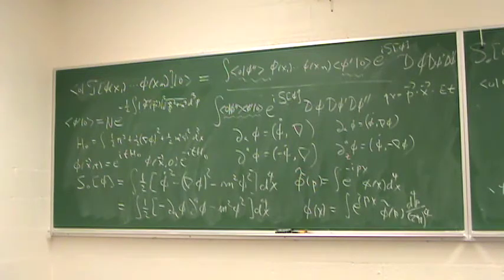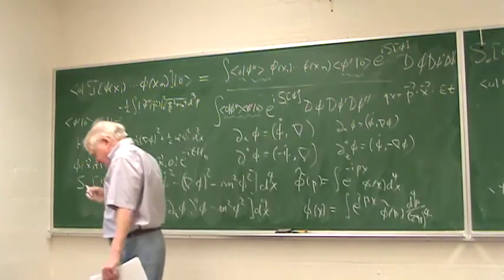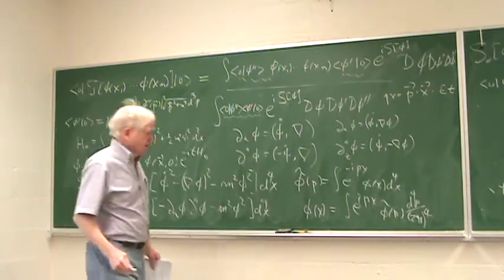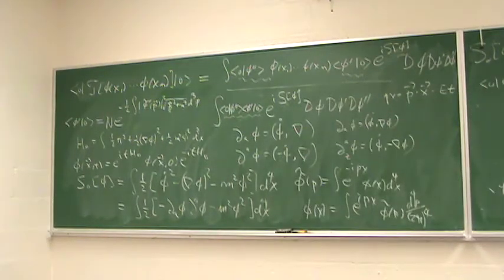Now this is something that's going to cancel, so we can just forget about it. But these terms are going to give us the minus i epsilon or plus i epsilon in the Feynman propagator for ordinary space-time as opposed to Euclidean space-time. And by the way, the derivation I'm giving you of this i epsilon rule is something I learned from Weinberg, and it's in his book, Volume 1.